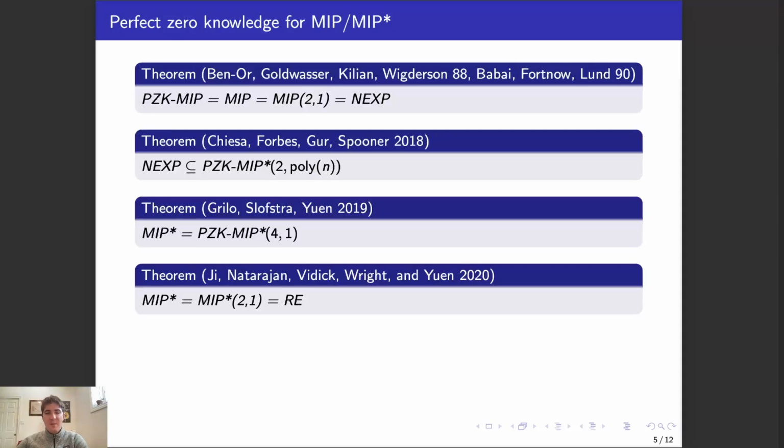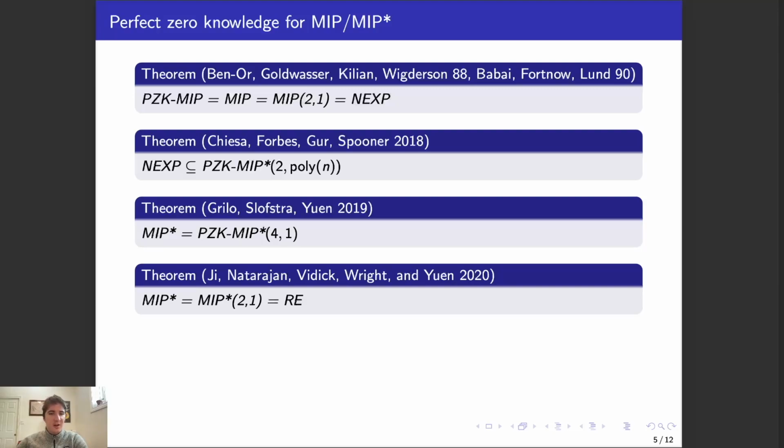Perfect zero knowledge for MIP and MIP star has been the subject of a lot of great work. It was already known at the introduction of the complexity class MIP that all languages in the class admit perfect zero knowledge proof systems. In 1990, Babai, Fortnow, and Lund famously showed that MIP is equal to NEXP, and that 2 provers and 1 round of interaction are enough to capture the whole complexity class.